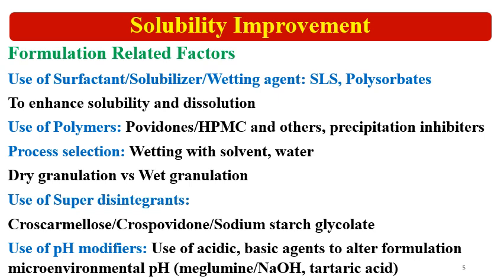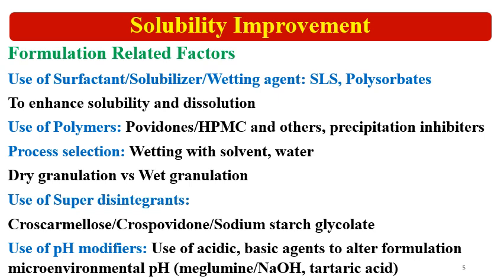Then formulation related factors. Like we have studied, the use of surfactant, solubilizer, wetting agent like sodium lauryl sulfate, polysorbates. These are the excipients which improve the solubility. Use of polymers like povidone, HPMC and others. Some polymers also inhibit the precipitation of the API, or you can say that these maintain the solubility of the drug substance in the GI and thereby they improve the solubility and dissolution. Process selection like wetting with solvent, water, dry granulation versus wet granulation.